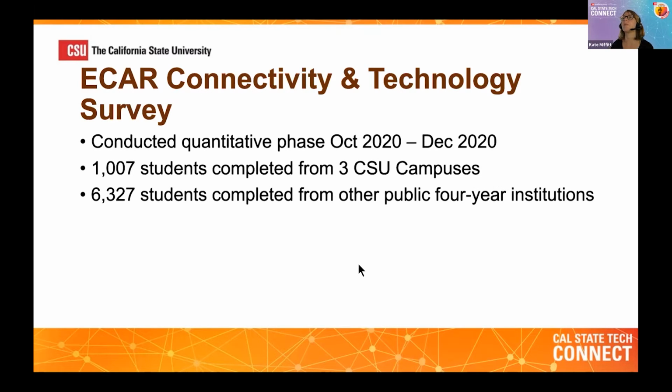For some more details, we partnered with EDUCAUSE, I think it was last August, to design a survey that would look at student access to internet and devices as we all moved online. The quantitative phase took place from October 2020 to December 2020. We had 3 CSU campuses participate with over 1,000 students who completed the survey. Then this survey was available to EDUCAUSE partners across the country, so over 6,000 students completed this survey from other public four-year institutions. And so that's our comparison data set.